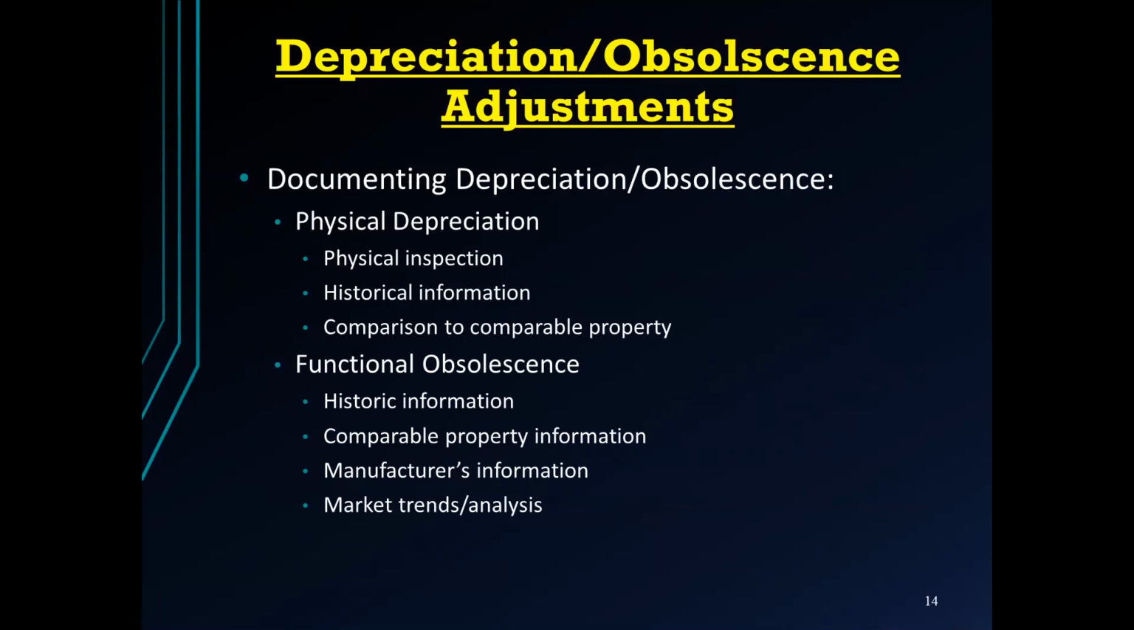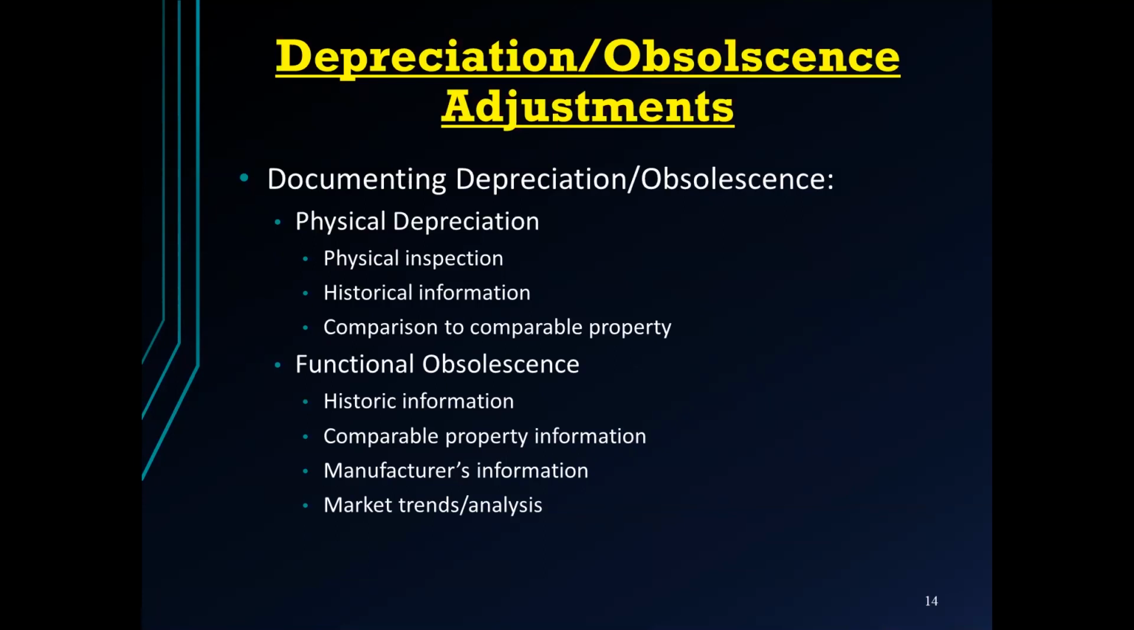So you need to understand what the original quality of the property was. Again, look at comparable property. Look at manufacturer's information. Especially if you have manufacturing property, the manufacturer almost certainly has it rated to produce so many widgets per hour, something like that. See if it still meets that, and if it doesn't, why not? And then also look at market trends and analysis.